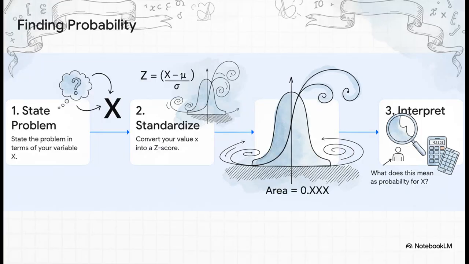The process for this is a super clear 4-step journey. First, you state the problem in terms of your value, x. Simple enough. Then you use our formula to standardize it into a z-score. After that, you find the area that matches that z-score. And then, and this is so important, you interpret that result in the context of your original question.